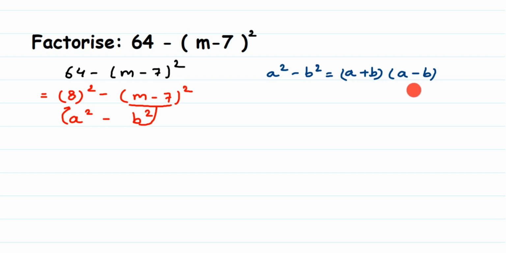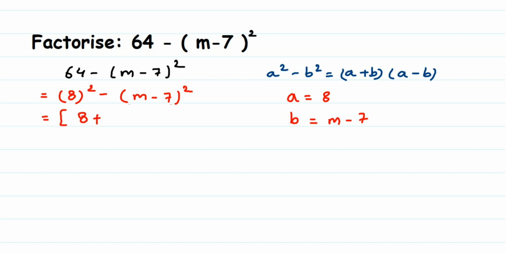So here in place of a, you're going to take 8. In place of b, you're going to put m minus 7. Wherever you have a and b, just substitute the value and that's it. We're going to get the answer. So let me erase this part. I'm going to use this identity a square minus b square. So this is equal to, first we have a plus b. Here let me use a square bracket. So a is 8 plus the b value m minus 7. Then into we have a minus b. So a is 8 minus, I'm going to use a curve bracket here, minus (m minus 7).